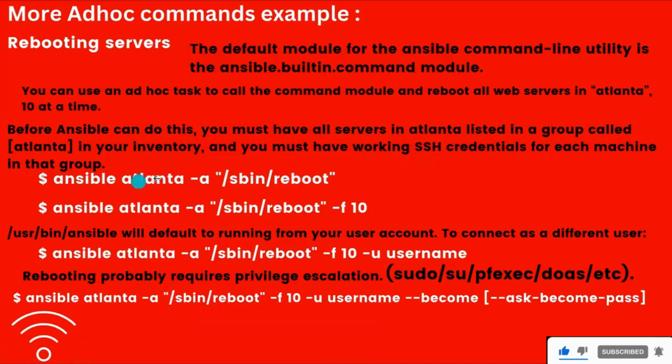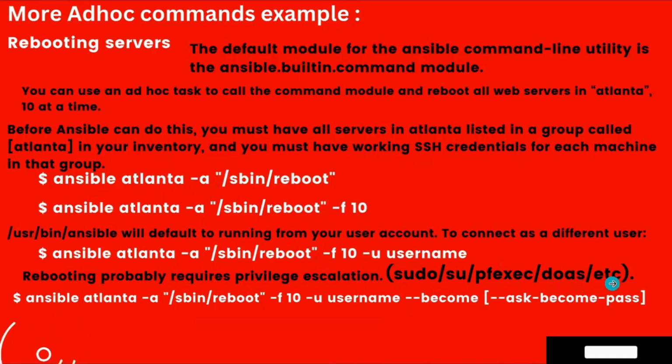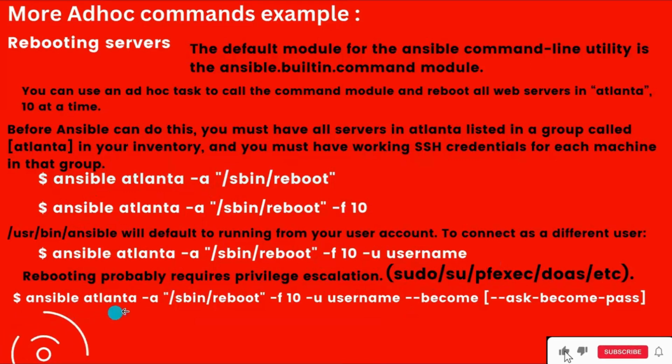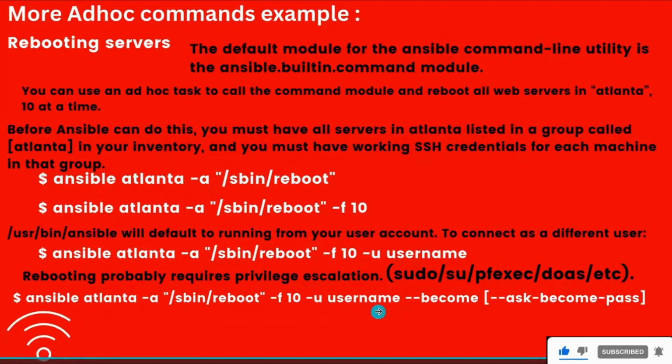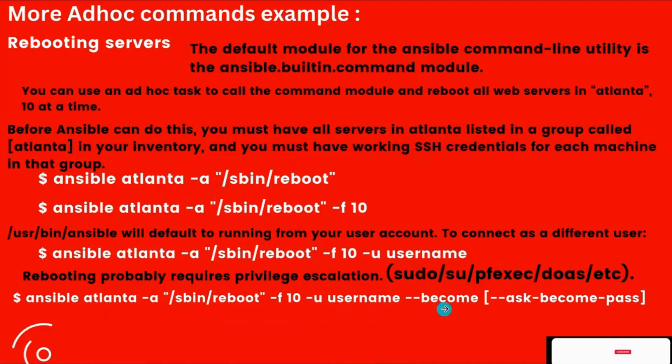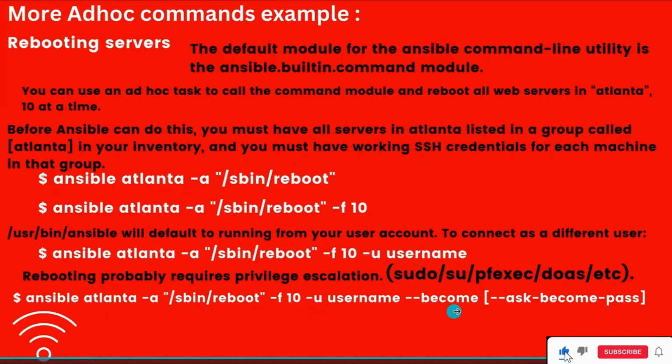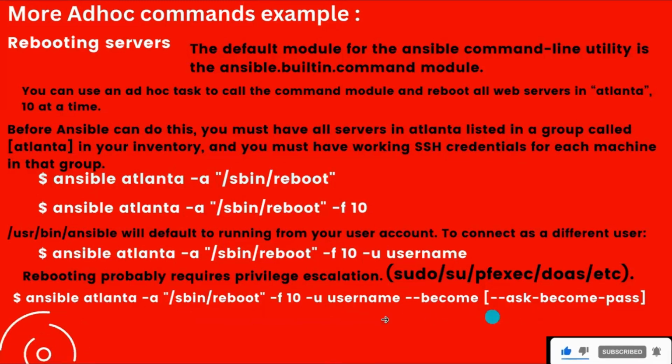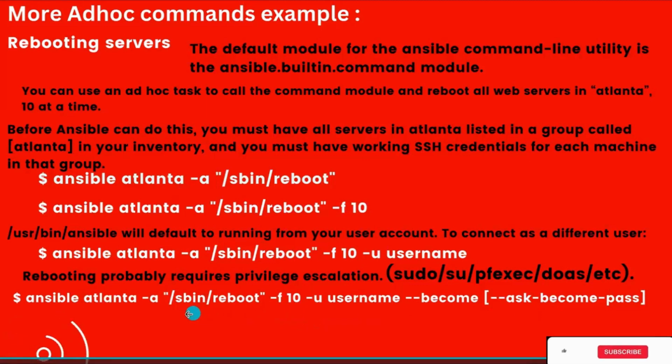So how are you going to use this? Just try to learn these commands, including passing privileges and everything. Use -u username. Rebooting probably requires privilege escalation, sudo, SSH prefix, and so on. So Ansible Atlanta -b, this is how you use elevation. Use -u username and become username, and you have to give the become password every time. It will ask, you just enter it and it will start. So let's try to reboot something.